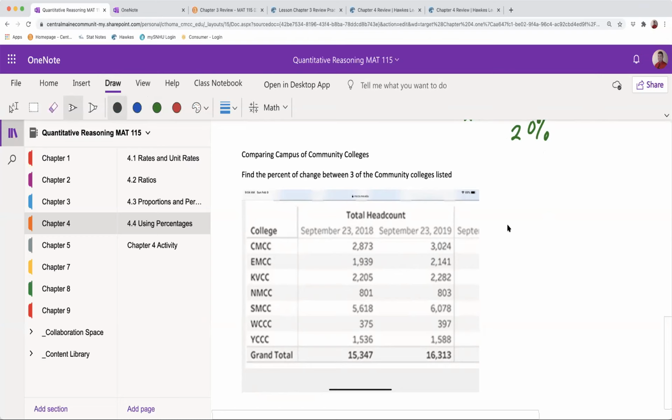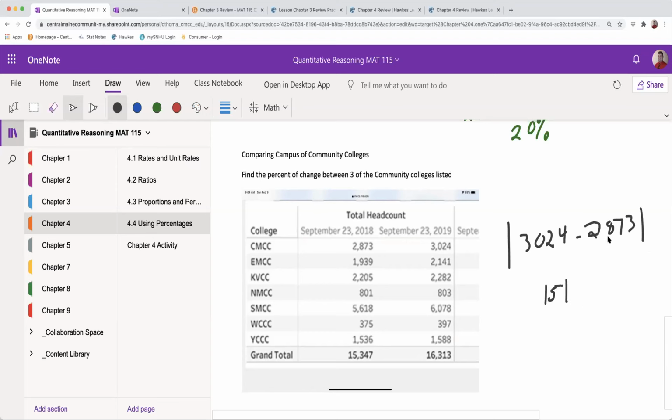So our new is 3,024. And we subtract out our original, 2873. So go to my calculator, 3024 minus, I'm getting ahead of myself here, subtract 2873. And I get 151.